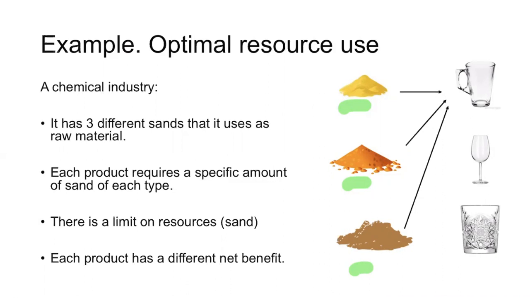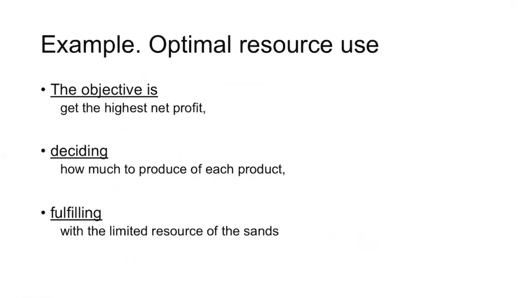But if you have a high quality glass, you can probably get more money from this product. In this very simple case, we have 3 types of sands, and then we have 3 types of products. Let's start to define what my problem is. So what is the objective for my problem? These 3 questions you will always need to ask. The objective will be to get the highest profit. And this case is simple.